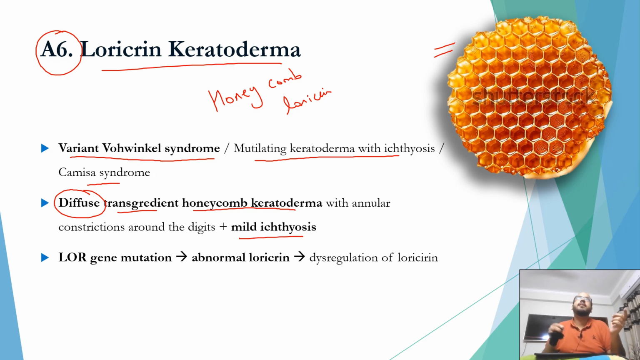I think I've discussed ichthyosis in the video on syndromic ichthyosis about Loricrin ichthyosis, but the ichthyosis in Loricrin keratoderma is milder. You have a LOR gene mutation. That means the loricrin forming gene, and because of that, the loricrin is abnormal and dysregulated. If you have gone through the video on keratinization, you will understand how important loricrin is for proper keratinization. And when that doesn't happen, you have keratodermas. Let's move forward.